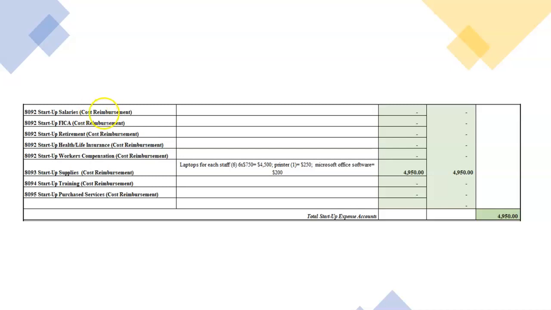In this section for 8092, only include positions that are startup positions. These funds are cost reimbursement funds. In subsequent years, these costs should then be assigned to staffing.